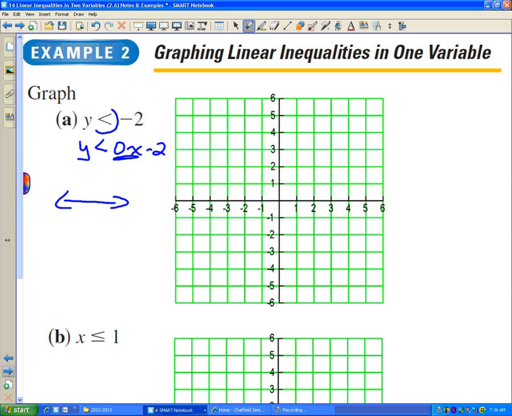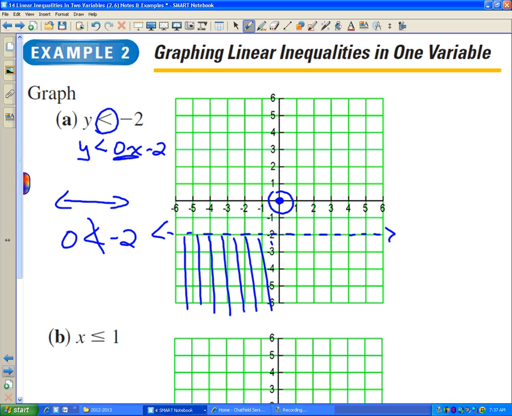There is no equals, so this is going to be a dashed line where y equals -2. There's my dashed line. Do I want above this line or below this line? Again, I pick the point (0, 0). Plug it in. There's no x, but is 0 less than -2? That's not a true statement. So I don't want where this is. I want the other side. And that's what my graph looks like, where y is less than -2.